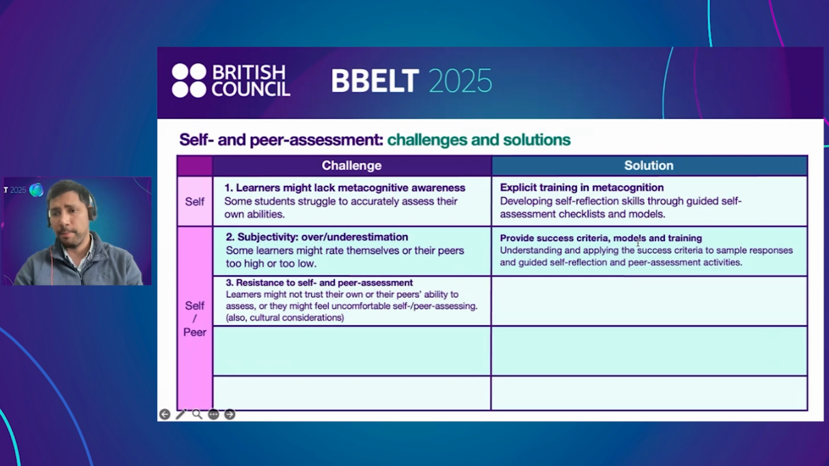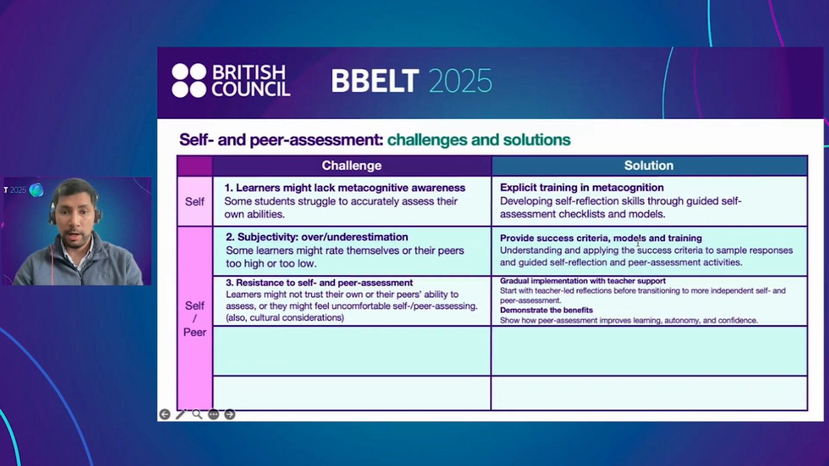Another challenge is that there might be resistance to self and peer assessment. This is because some learners might not trust their own or their peers' ability to assess, or they might feel uncomfortable self or peer assessing. This is also more likely if self and peer assessment aren't common in the particular educational context. The solution would be to start with teacher led reflections before gradually transitioning to independent self assessment. And also, you could explain the benefits. So, explain or show how self and peer assessment improves learning, autonomy, confidence, and so on.